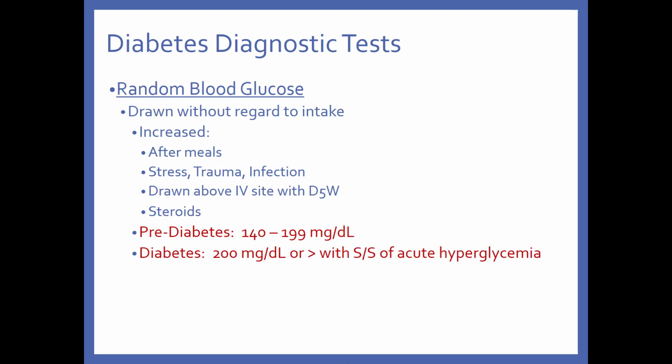And then just a random blood glucose draw, just drawn without regard to food intake. And of course, we're going to see increased levels maybe after meal intake, stress, trauma, or infection in the body. Maybe they drew the blood sugar near a site where there was some dextrose running through an IV, something like that. Steroids, of course, can affect the blood sugar levels and increase those. So for the random glucose, pre-diabetes would be between 140 to 199, and then greater than 200 would be indicative of diabetes.